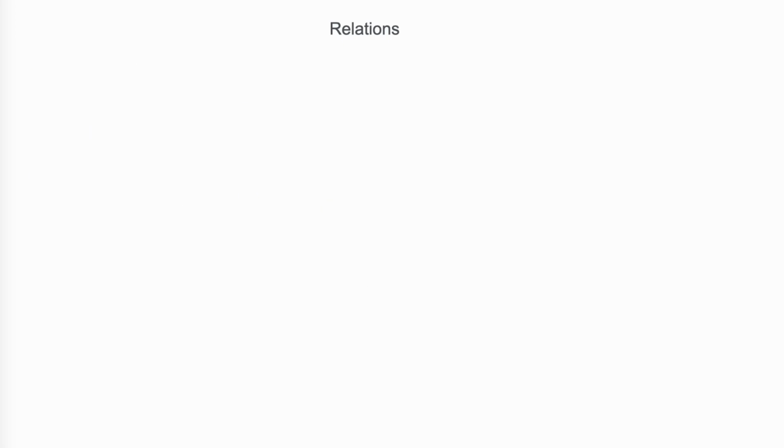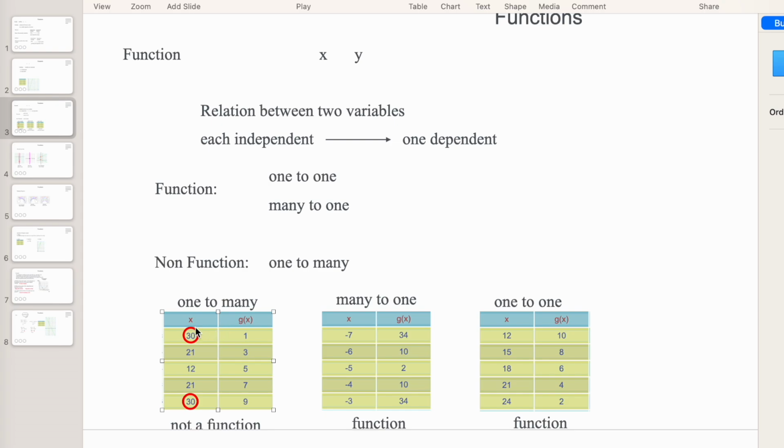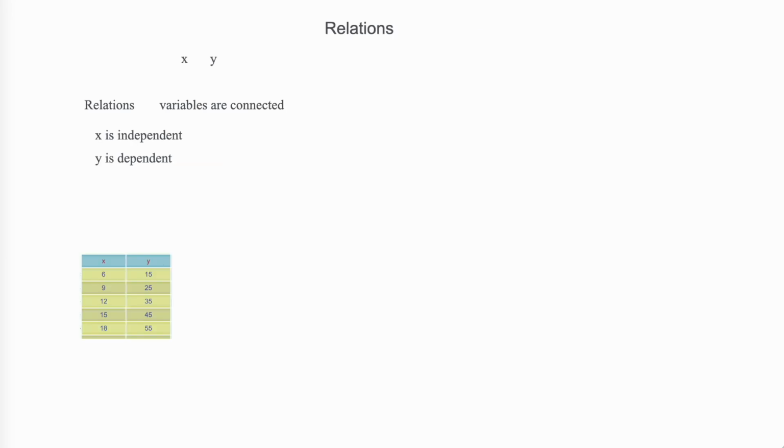These were examples of relations because they were situations where two variables were somehow connected to each other. Variables x and y. The variables are connected. X is always independent and y is always dependent. This is important when a relation needs to be represented by a table of values or by a Cartesian plane.